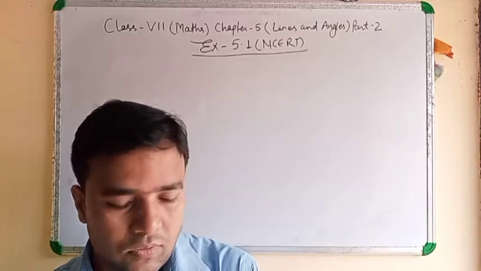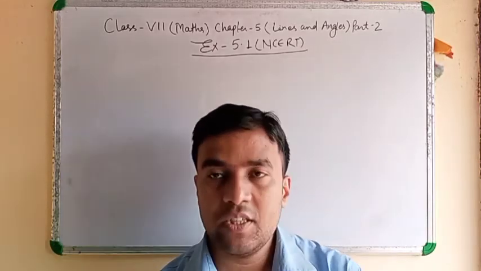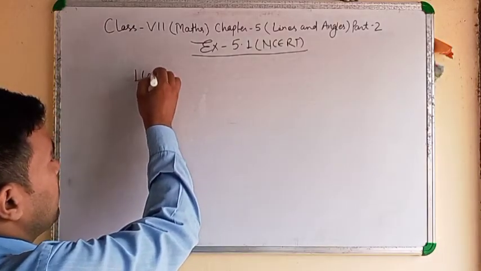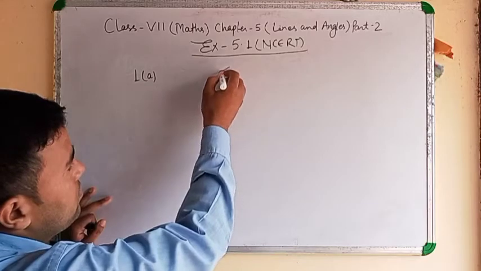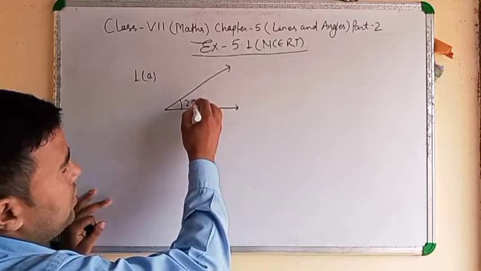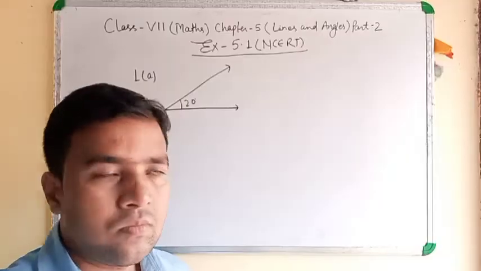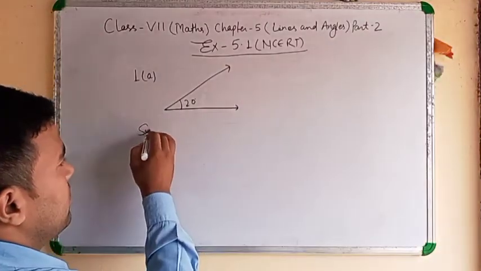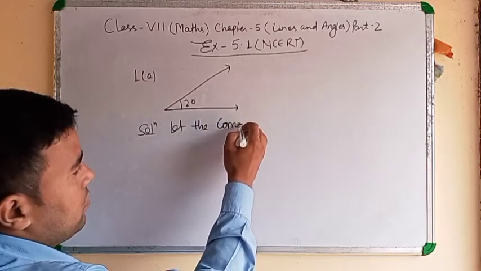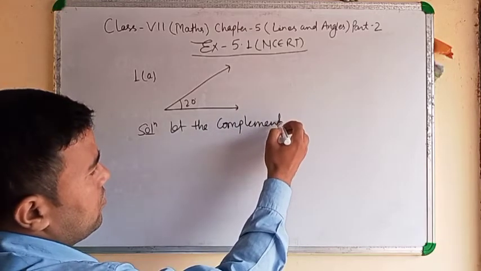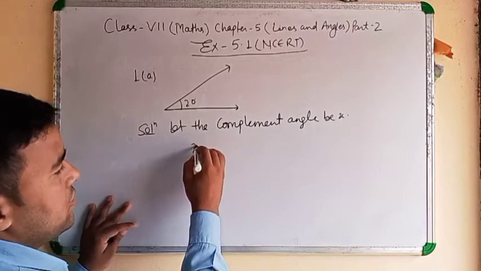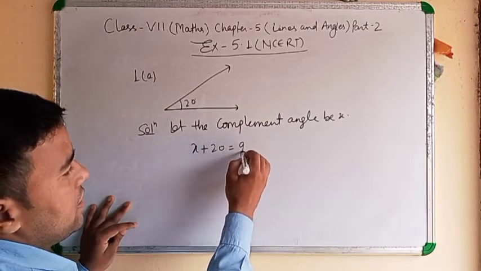First question, find the complement of each of the following angles. First one is 20 degree. Means we will write, let the complement angle be x, means x plus 20 equal to 90 degree.